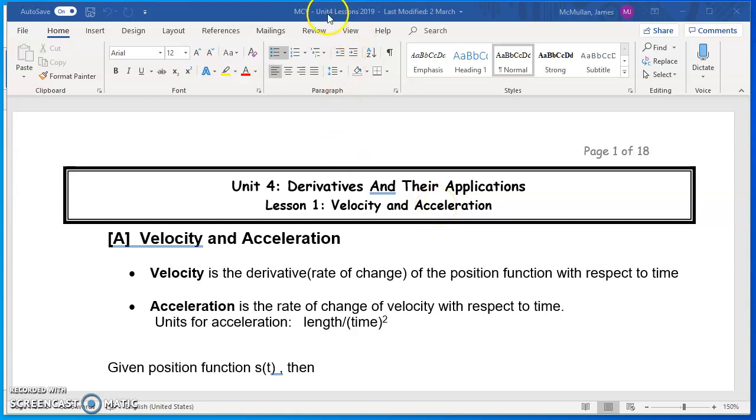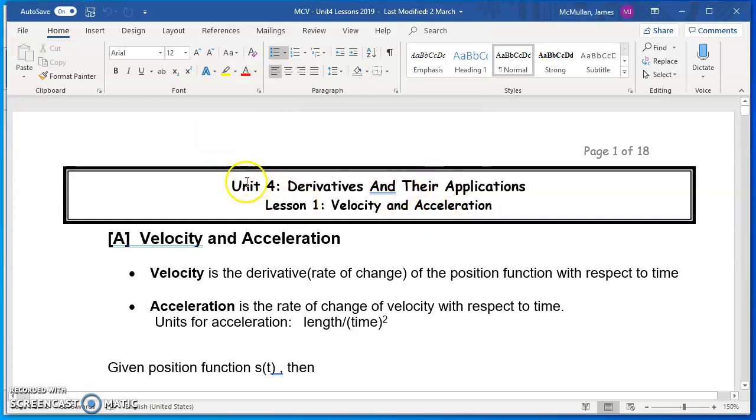Welcome to Unit 4 of Calculus on Vectors. We're going to be talking about optimization and just general applications of derivatives in this unit. It starts off with this note on velocity and acceleration.